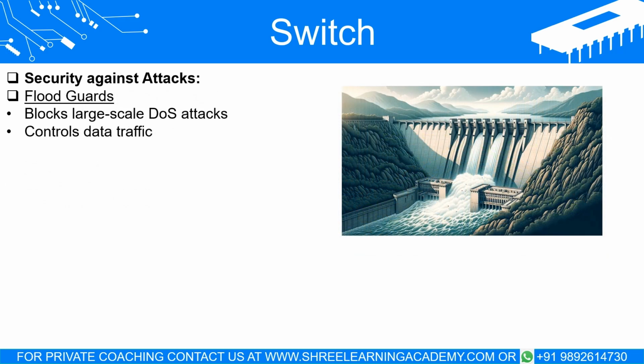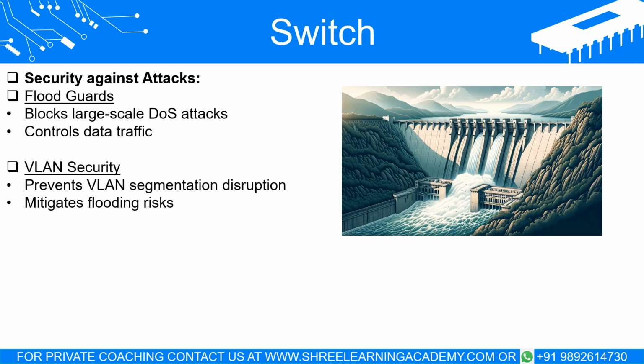Security against large-scale attacks. Flood guards. Switches can also come with flood guards that protect against large-scale denial of service, DOS, attacks that aim to overwhelm a network by flooding it with too much data. It's like a dam controlling water flow to prevent a flood. Disrupting VLAN segmentation. Virtual LANs or VLANs are like sub-neighborhoods in a larger community. Flooding attacks can disrupt this segmentation, but flood guards can mitigate this risk by blocking such activities.